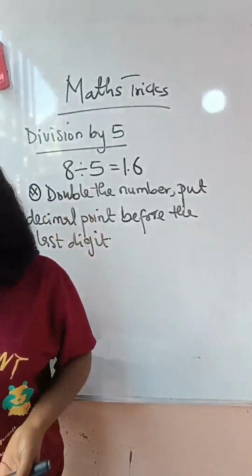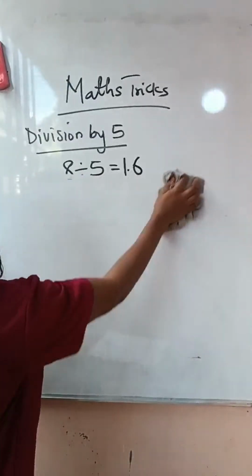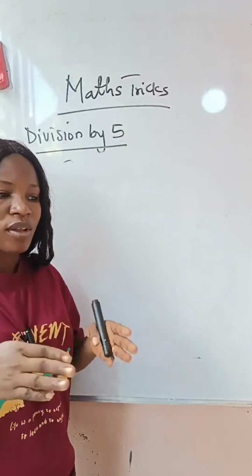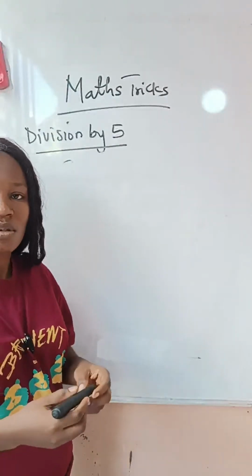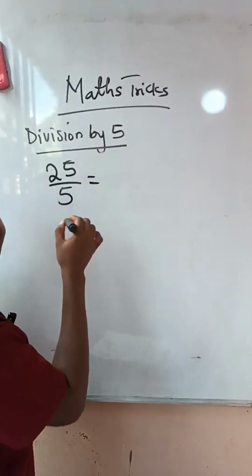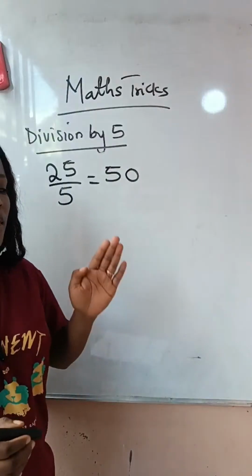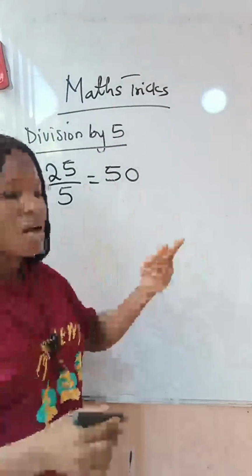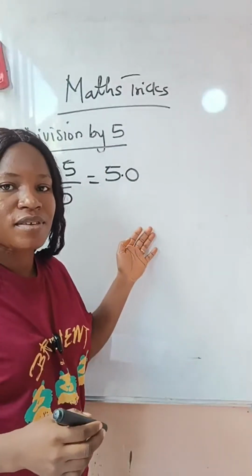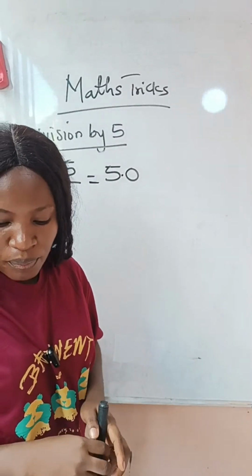Now let us bring up some numbers and make this more difficult. Assuming you are asked to divide 25 by 5, we know it will give us 5. Let's see why. You double 25 and you have 50. Then you put the decimal point before the last digit. The last digit is 0, so before it we put the decimal point, and you have 5, which is the answer.